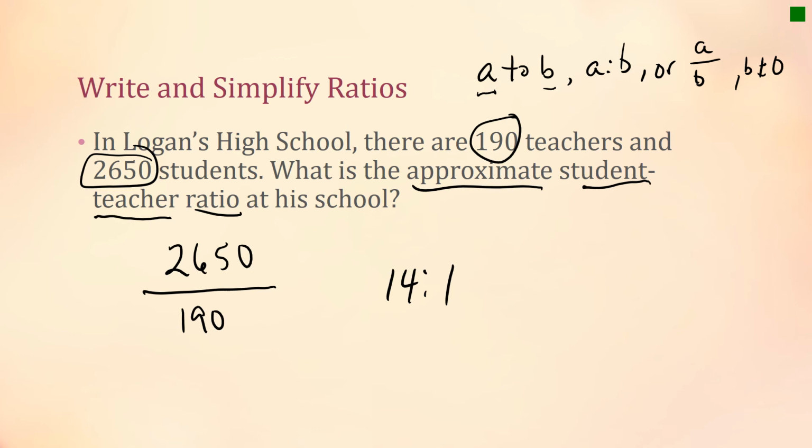It does say to approximate it. And what would be 265 over 19 or 13.9474, I can say in its simplest form, is really a student-teacher ratio, we're talking about people, of 14 to 1.